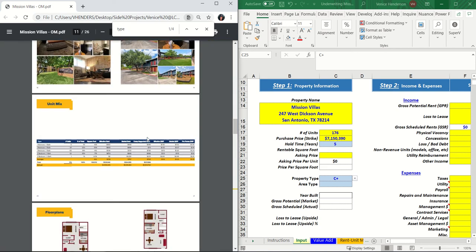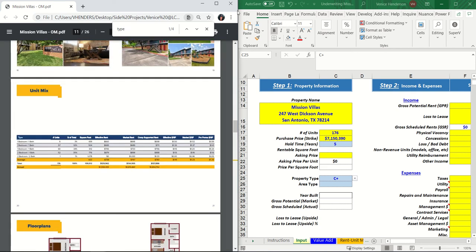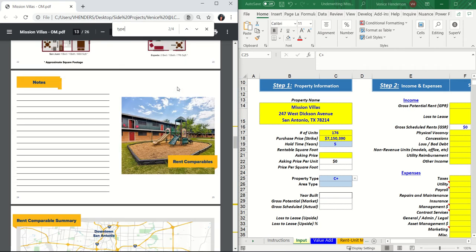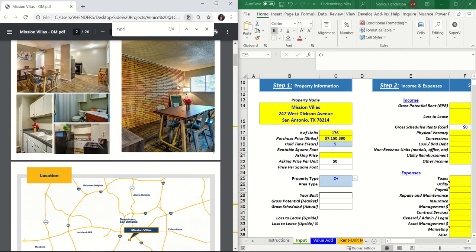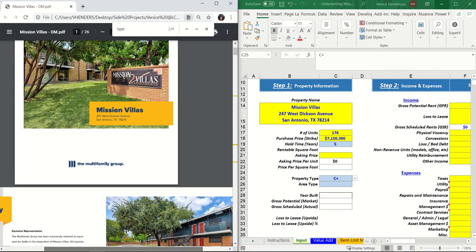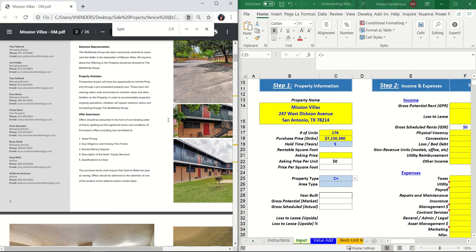Where is that? I don't see type here. Where is that? Oh, right here, type. Nope, not what I wanted. Not what I wanted. All right, I really think it's a B or C, but I guess we now need to go in and read the verbiage.